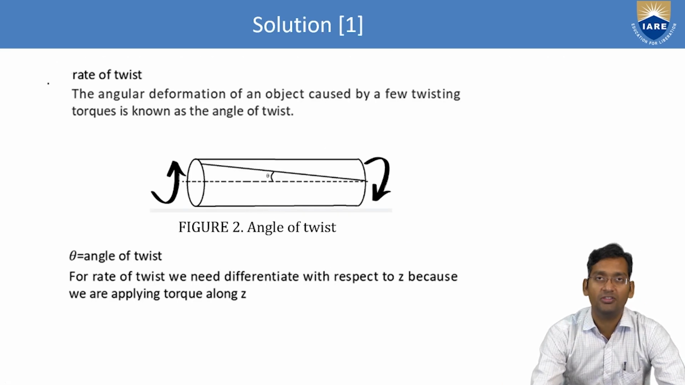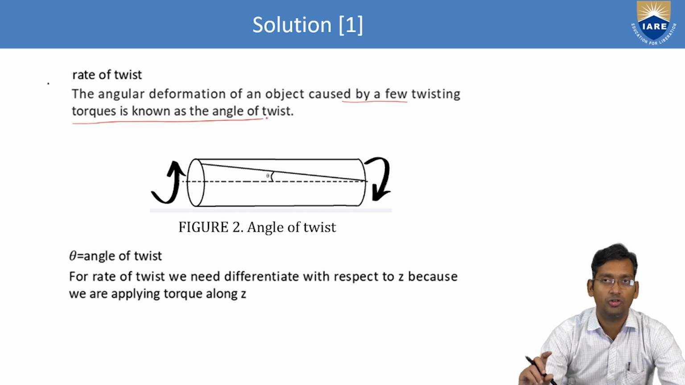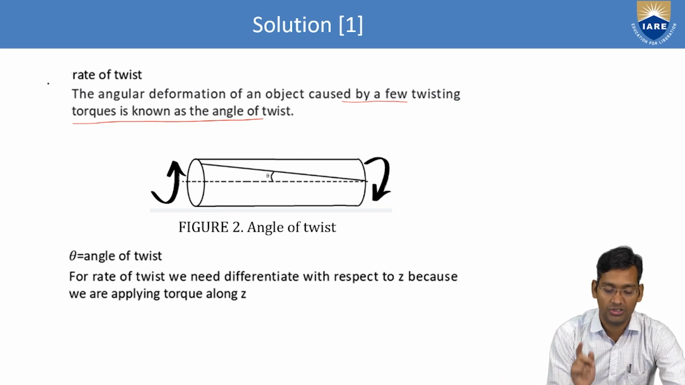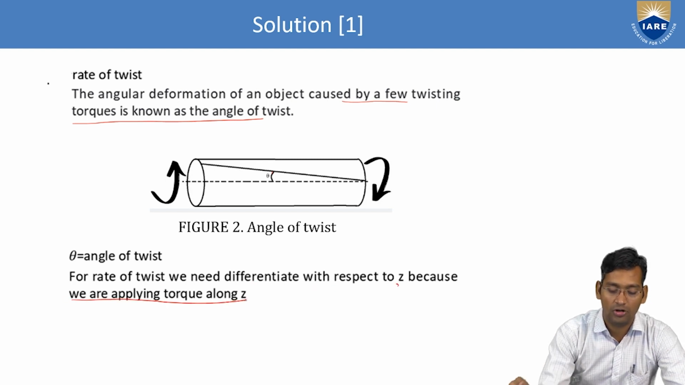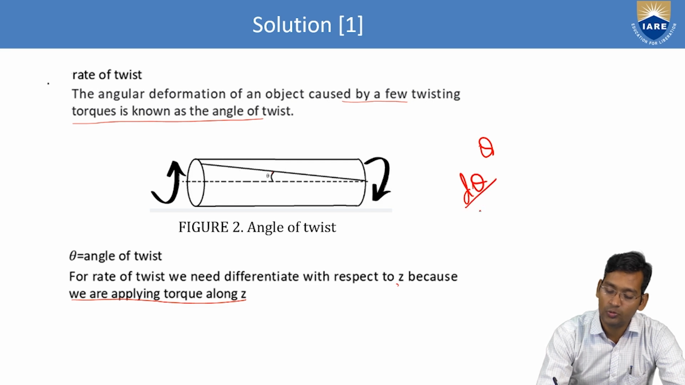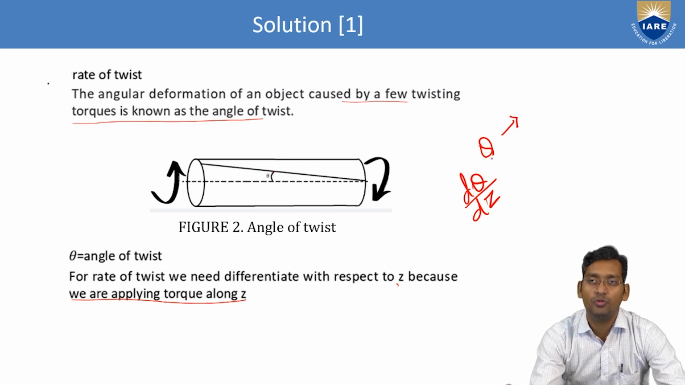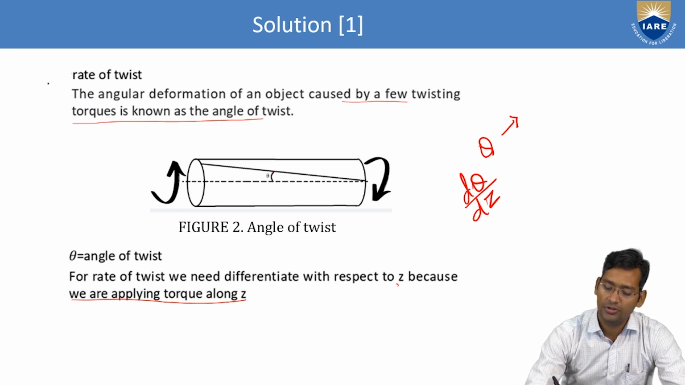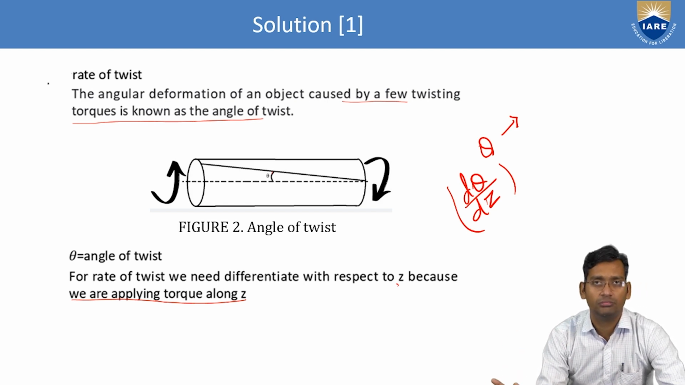Let's see first what the rate of twist is. The angular deformation of an object caused by a twisting torque is known as the angle of twist. It is because of the torque that angular deformation occurs in the object. Angle of twist is the angle by which it gets twisted, given as theta. For the rate of twist, we differentiate with respect to z because we are applying torque along z. Once we differentiate theta with respect to z, d theta by dz, we get the rate of twist. Or, if you know the rate of twist, just integrate and you will get the angle of twist.